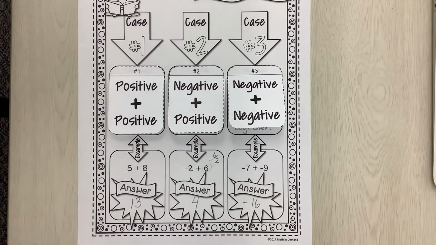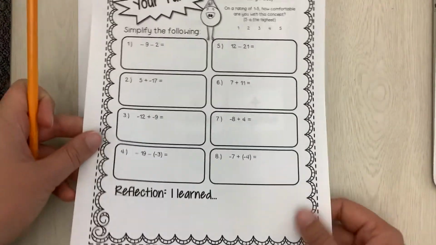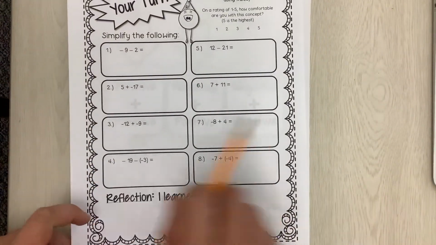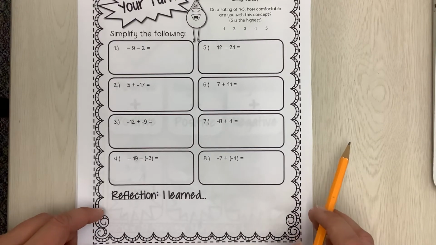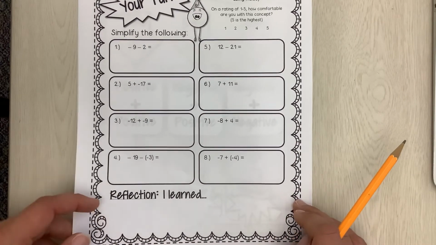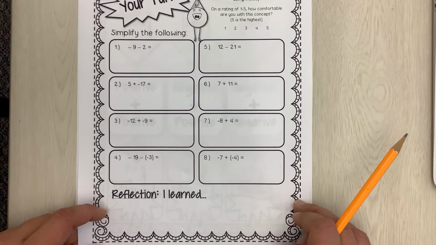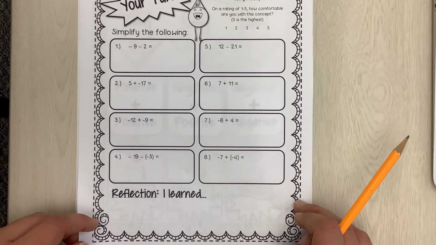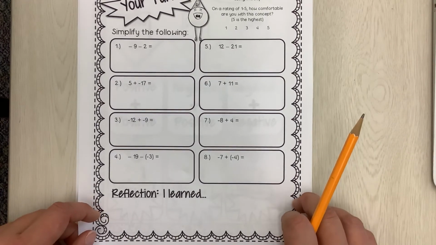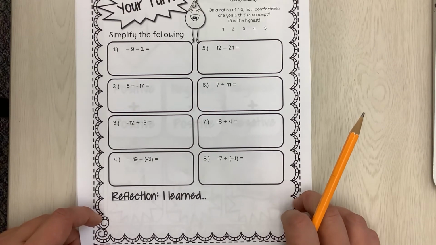All right, so let's look at our practice for today. On the practice problems, you're going to see 8 problems. You're going to be following the rules that we talked about. And let's see. I don't see any that are going to be a problem, hopefully. So go ahead and give it a try.